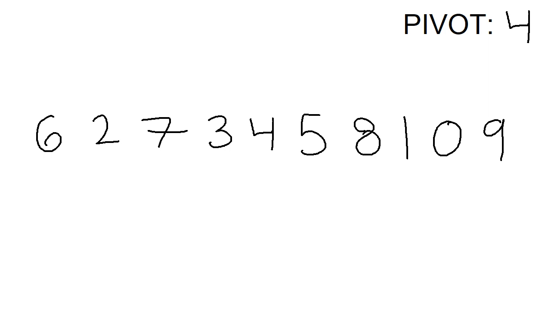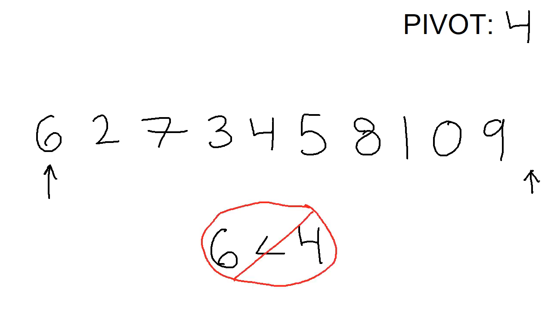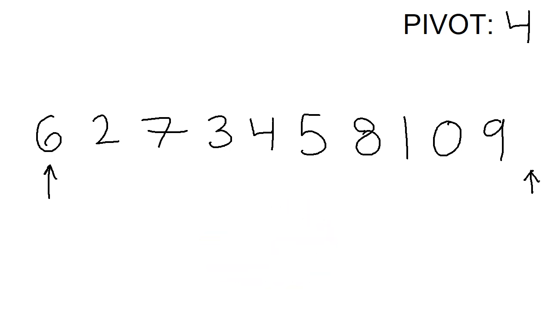Then take both of your index fingers and place them on both sides of the list. Now move your left finger one space forwards. Is this number strictly less than our pivot element 4? No, it isn't. So we'll stop moving our left finger for now.